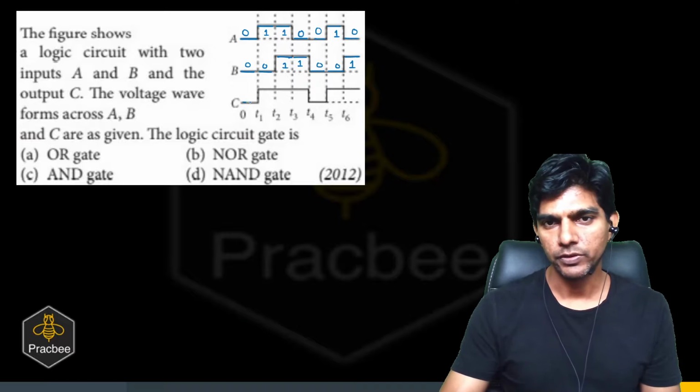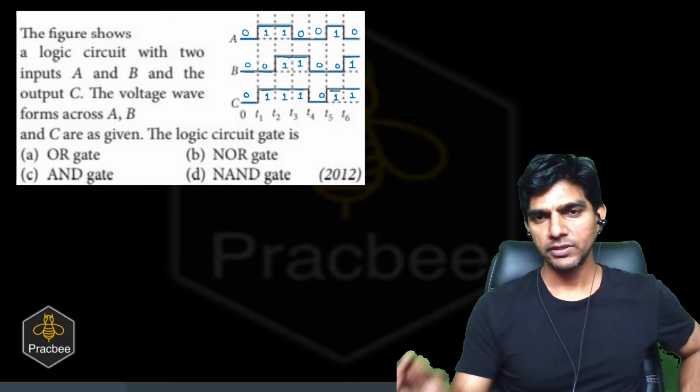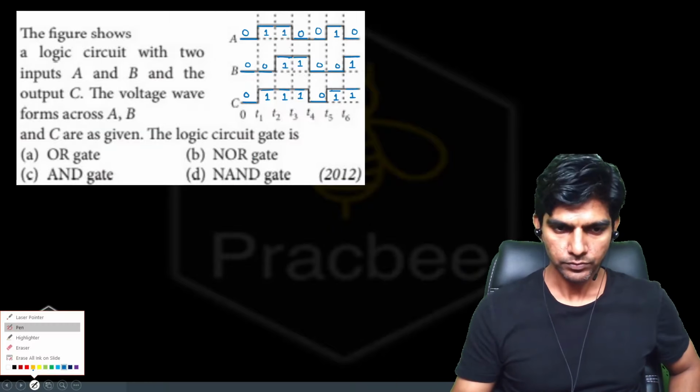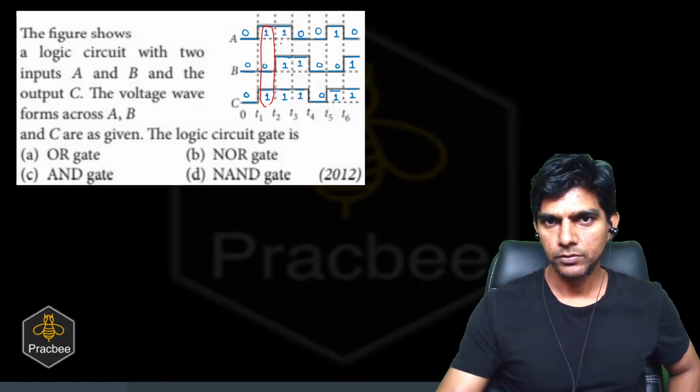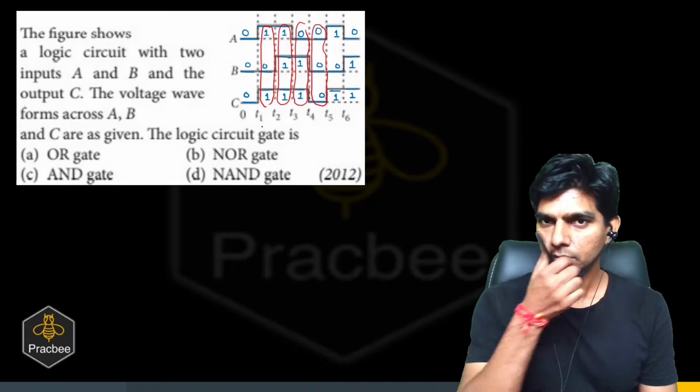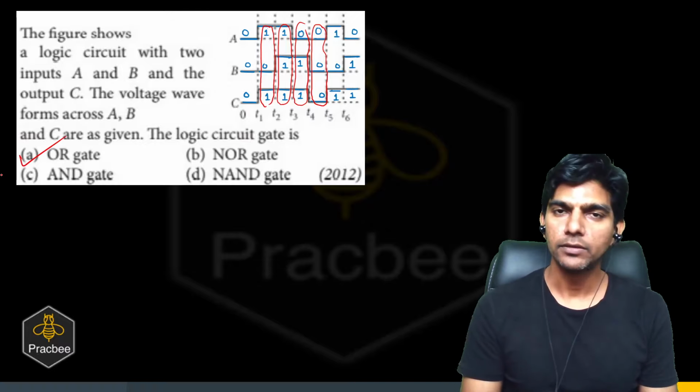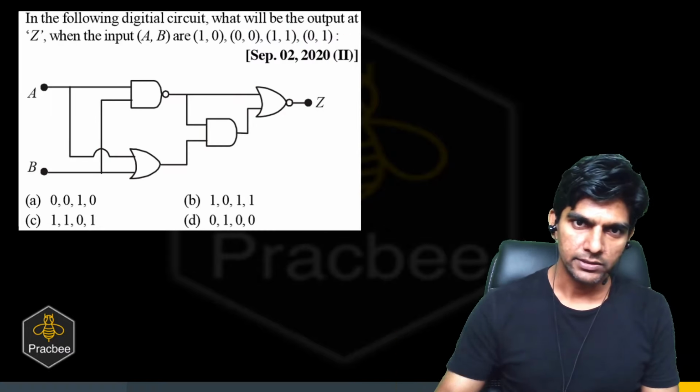Now let us see the output waveform. 0, 1, 1, 1, 0, 1, 1. So if you look at these waveforms closely, what we can say is, if any of the inputs is high, we are getting a high output. For 1, 1 it is 1, for 0, 1 it is 1. But if both the inputs are low, we are getting a low output. So what type of gate is it? It will be an OR gate. Got it? Right. So let us see one more question.